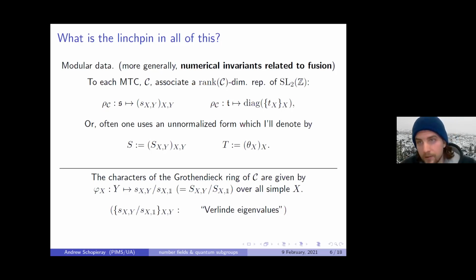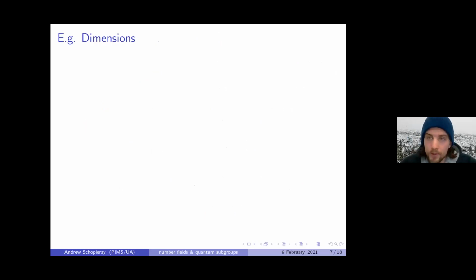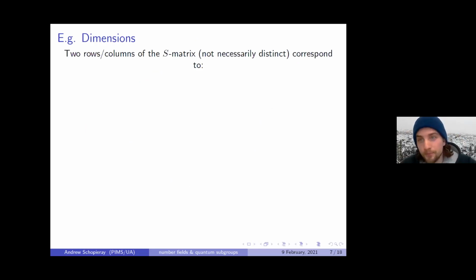So in honor of Verlinde, I'm going to call the set of all of these ratios of S matrix entries the Verlinde eigenvalues. When I was explicitly trying to solve these problems, I was a graduate student and I had just learned what, well, two years ago, I just learned what a category was. And then now I'm studying these modular tensor categories, and I didn't have a perspective of the entire picture of what I could use to solve these problems. And so I looked at just one row, or in general, it could be one or two rows or columns of these S matrix, which correspond to dimensions.